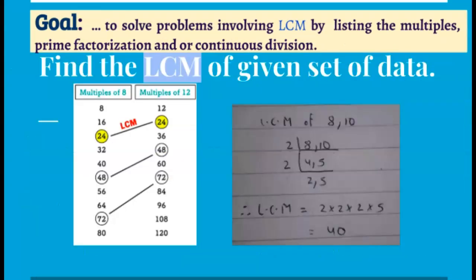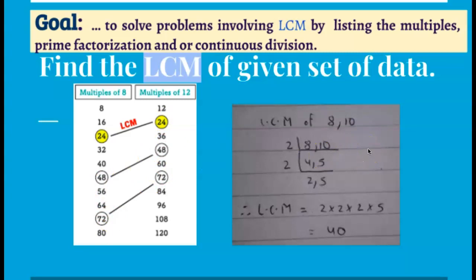So let's move forward. Again, finding the LCM is not just by listing. For example, multiples of 8 and 12, you could list them down. If you could see, 24 is the lowest, but 48 and 72 are also common, but they are not the lowest, or not the least.